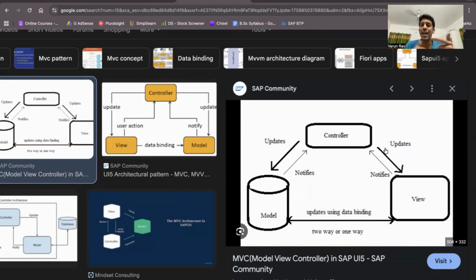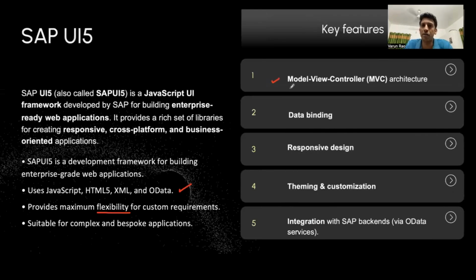Again, there are different types of binding that happen. You have one-way binding, two-way binding. One-way binding is that space wherein the data only goes from front end to back end. In two-way, it goes from front end to back end and back end to front end as well. So yeah, that is what we mean by MVC architecture. Then we can bind the data. We have data binding. We have responsive design.